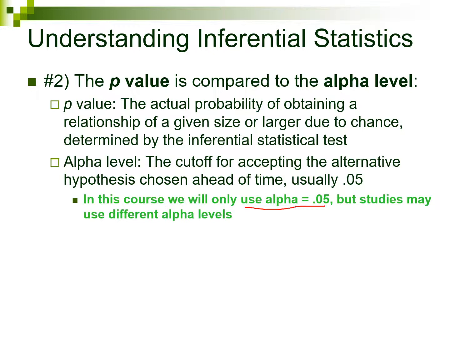Every once in a while, you might see an alpha level of 0.01 in psychology or like 0.001. But again, the vast majority of the time, the alpha level is going to be 0.05.